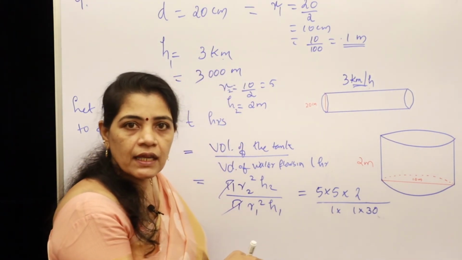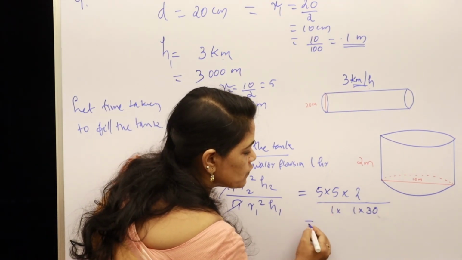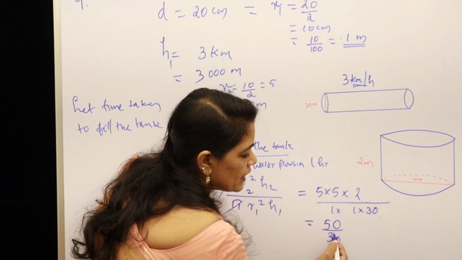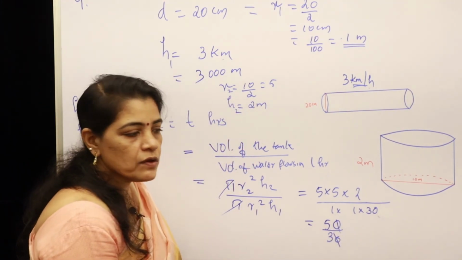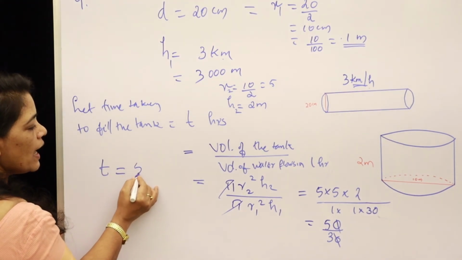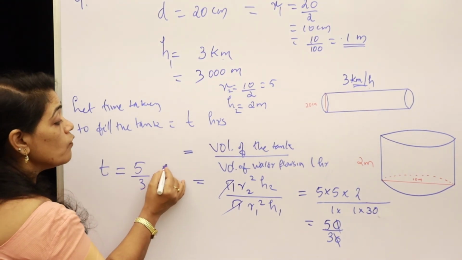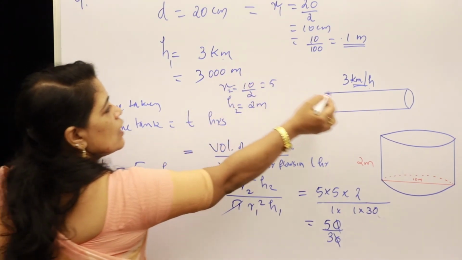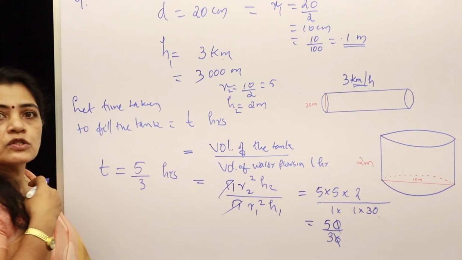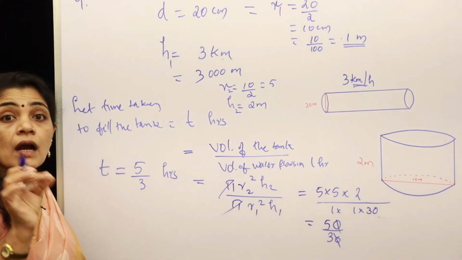Hope this step is clear. So 25 into 2 is 50, divided by 30. You can reduce, again 0 gets cancelled. That means the time taken we have got is 5 by 3 hours, because we converted the 3 kilometer per hour, the 3 kilometer, into meters. So the time would be in hours.